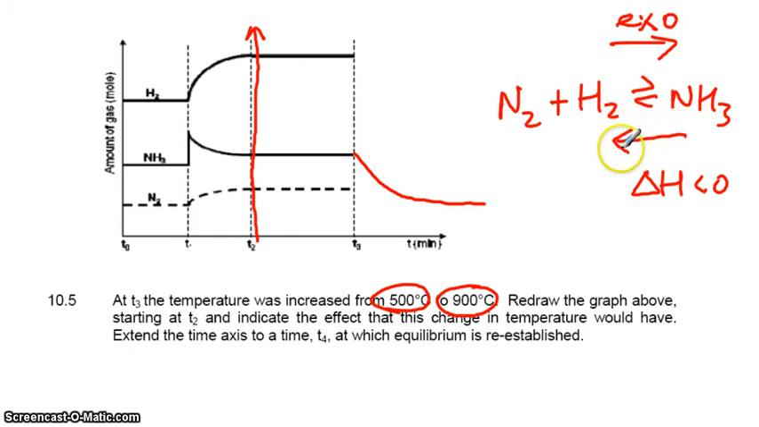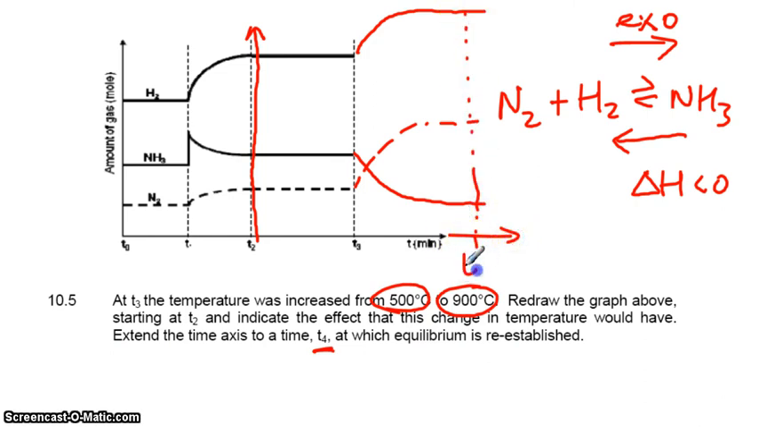Because the reverse reaction is favored, the amount of nitrogen and hydrogen will both increase. Here's the amount of nitrogen, so that would increase and then eventually reach equilibrium, and our hydrogen would also increase and again reach equilibrium. And the question says extend the time axis to time t4 at which the equilibrium is re-established, so we could indicate that time axis there. That would be t4.